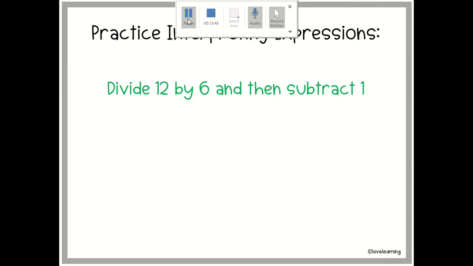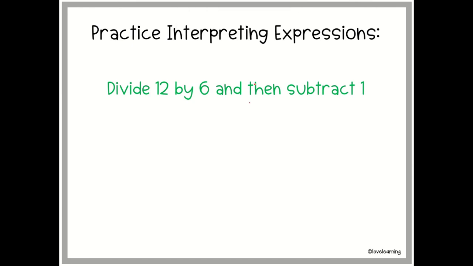Our next problem says divide 12 by 6, and then there's that then word again, subtract 1. Okay, again, it's telling me to divide, then subtract. So I have to think about those rules of order of operation, and I know that subtraction comes behind division, so I'm not going to need parentheses for this numerical expression. So this is pretty simple. You literally just write it from left to right. I'm dividing 12 by 6, and then I'm subtracting 1. Easy as that.